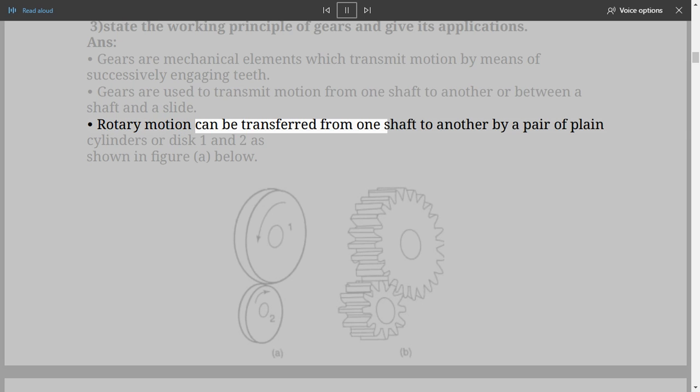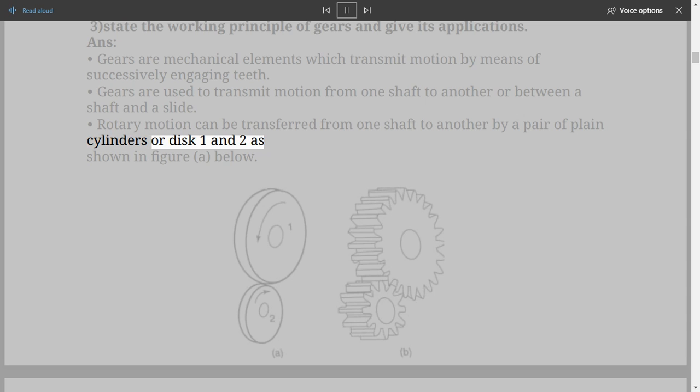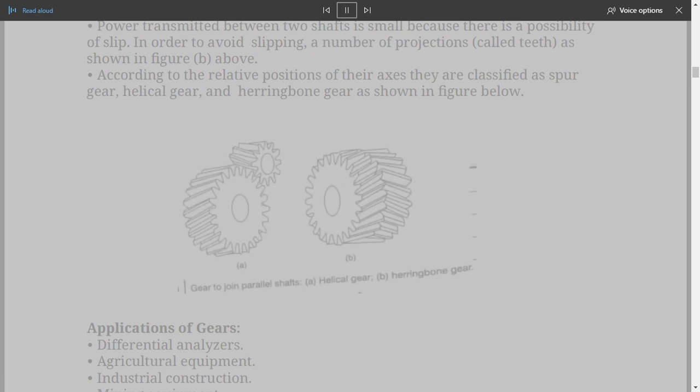Rotary motion can be transferred from one shaft to another by a pair of plain cylinders, or discs 1 and 2, as shown in figure A below. Power transmitted between two shafts is small, because there is a possibility of slip. In order to avoid slipping, a number of projections, called teeth, are added, as shown in figure B above. According to the relative positions of their axes, they are classified as spur gear, helical gear, and herringbone gear, as shown in the figure below.